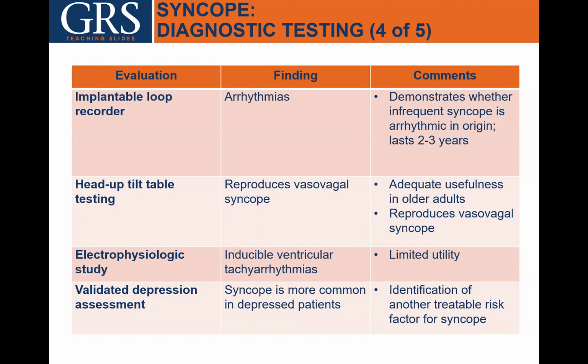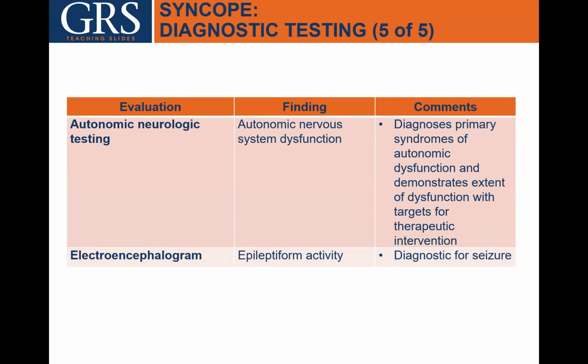Next is a validated depression assessment, because depression is also related to syncope, and it's another treatable risk factor for syncope. Autonomic neurologic testing can help us find autonomic nervous system dysfunction, diagnose primary syndromes of autonomic dysfunction, and demonstrate the extent of dysfunction, with targets for therapeutic intervention. EEG can help us identify whether the patient has seizure or not. That's for the differentiation test.